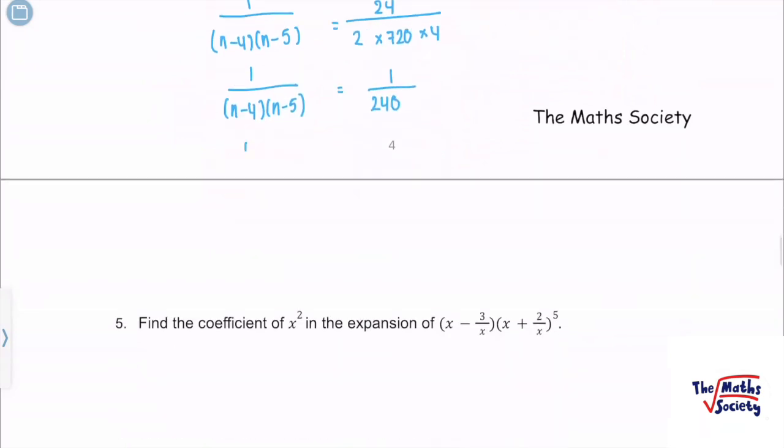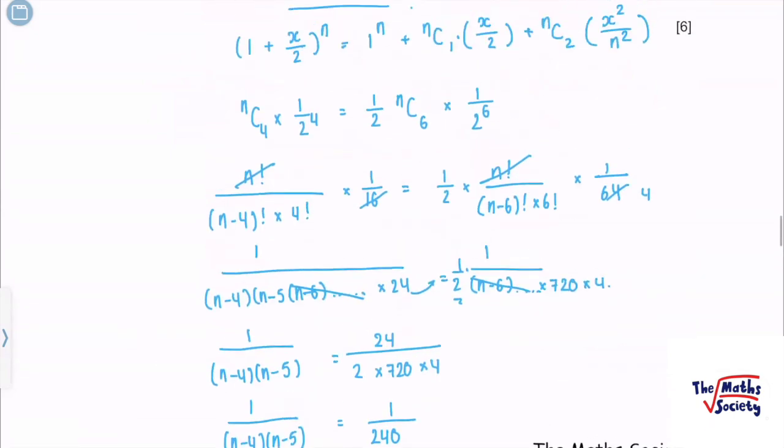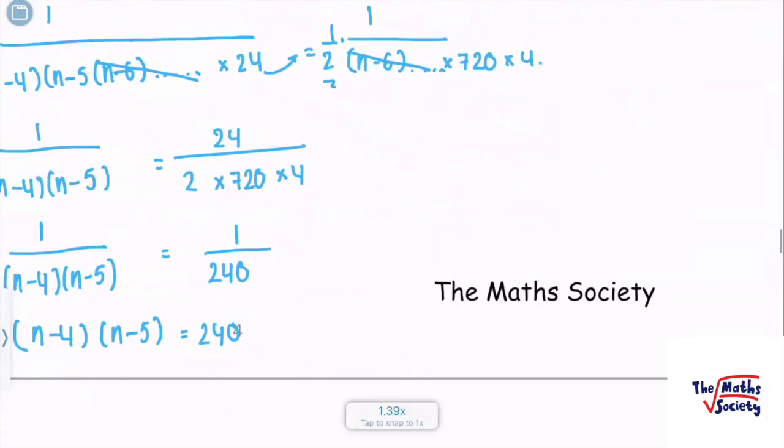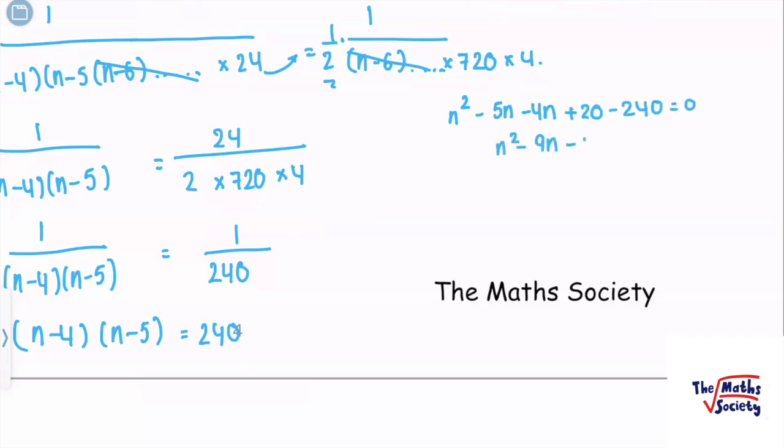So now we have n minus 4 and n minus 5, and that equals 240 because they're both in the denominator area. Then I'll just write here: you multiply them, n squared minus 5n minus 4n plus 20 minus 240 is going to equal 0. So n squared minus 9n minus 220 equals 0.